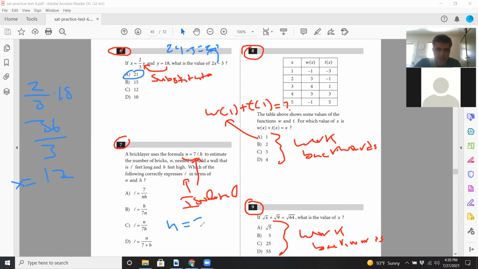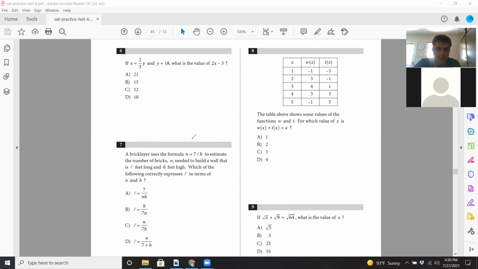Now for 7, they want you just to get L by itself. So n equals 7 times L times h. So all you need to do is divide both sides by 7 and h, because see, those cancel. So L equals n over 7h. That's what I'd say. That's all. If you wanted to, you could have plugged in numbers. You could have said maybe L is 2 and h is 2. Therefore, n would be 28. So again, L is 2. When you work it out, you do get 28 over 14 there.